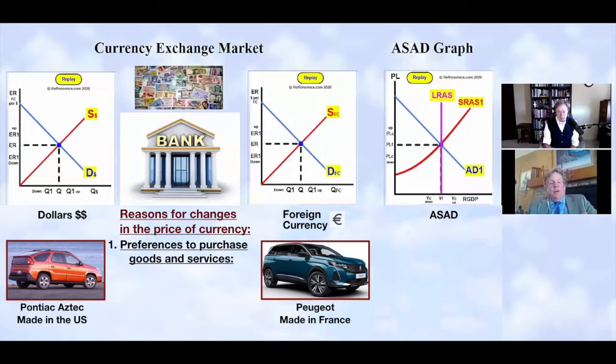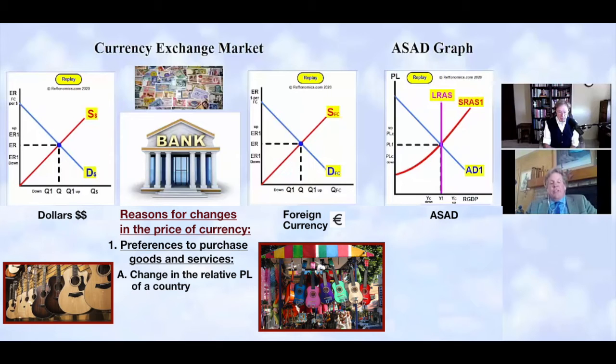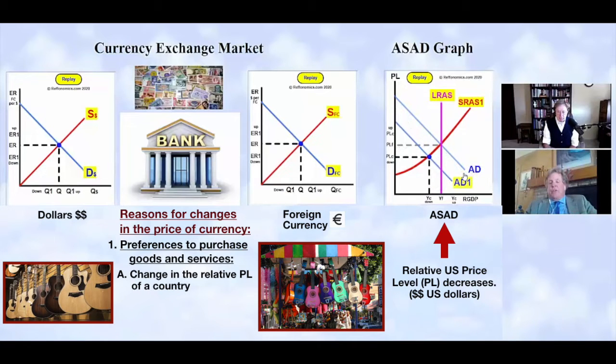But now, underneath this topic, there are three subtopics, and we're going to start with the first one. Let's say that there's a change in the relative price level of the United States. We'll say that aggregate demand shifts to the left, which causes either an output or a recessionary gap. But as you notice, the price level has gone down, making our goods less expensive to foreigners.